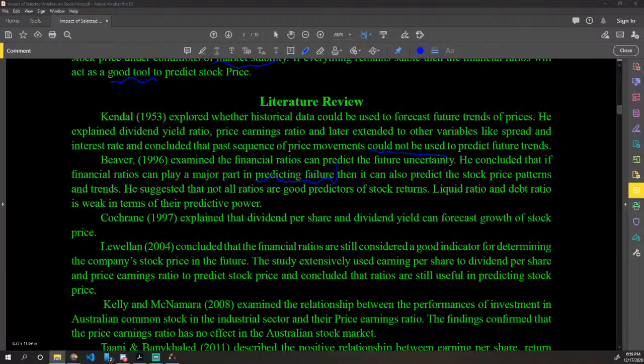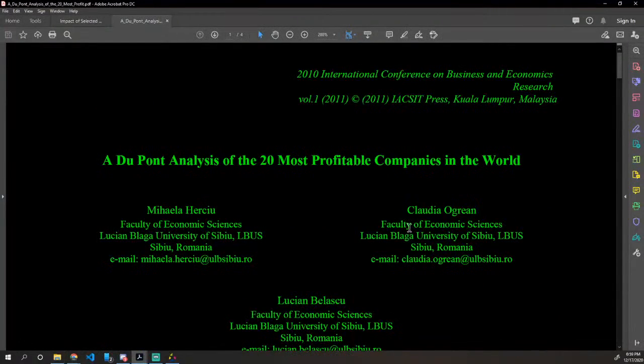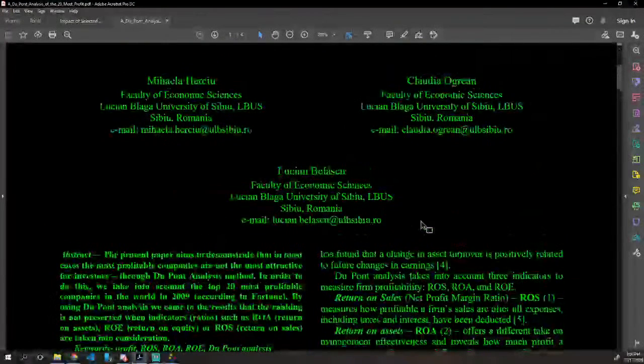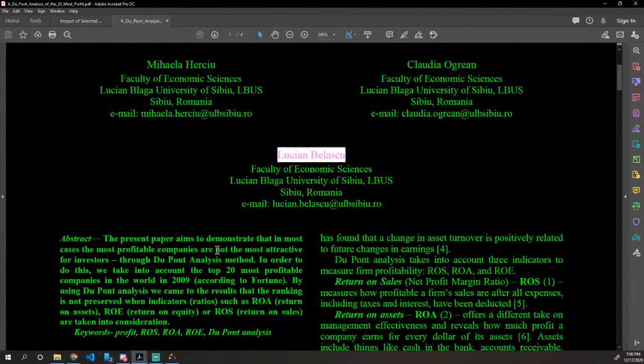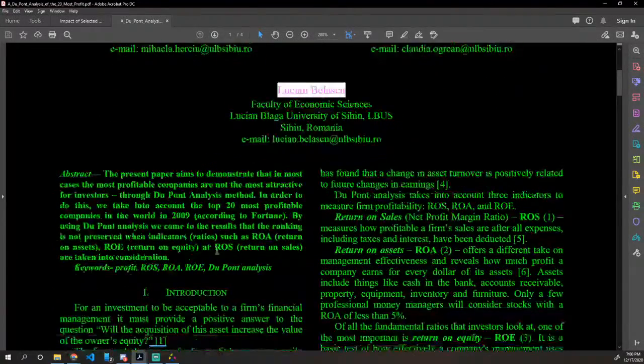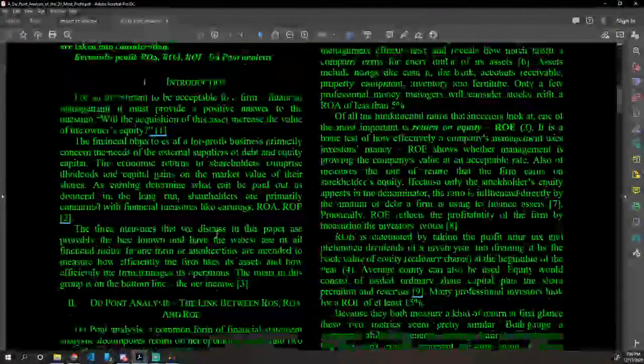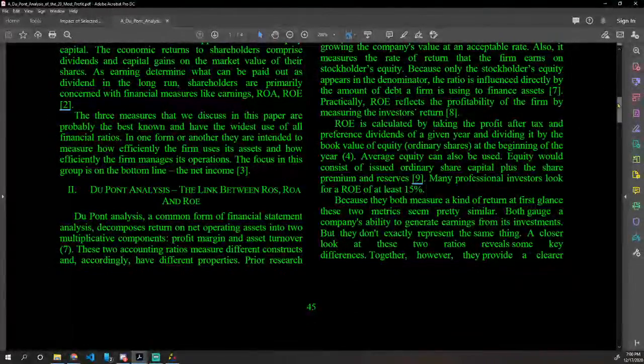DuPont analysis of 20 most profitable. Not bad, I think. In this case, what is that? In this case, I think it's just about to demonstrate that blah blah blah.